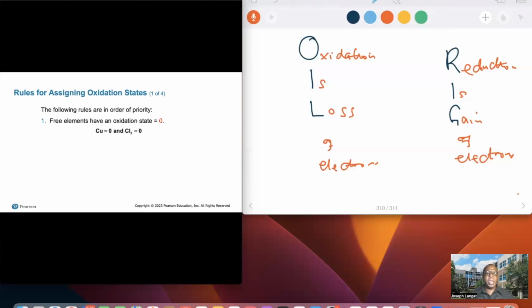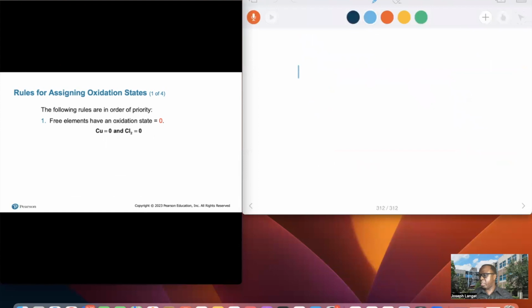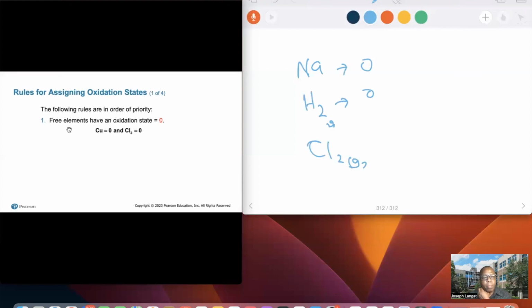One, free elements have an oxidation state of 0. Free elements such as, let's say, sodium, that means 0, even hydrogen gas, even chlorine gas. So long as it's in elemental state, the oxidation state is 0. Rule number 1 is 0. So copper, chlorine, don't think that this is the only one. It's got to be in elemental form.